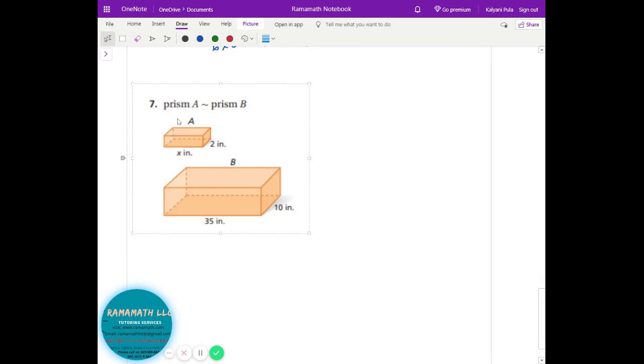And then this one, it's a prism. A prism we can call like a box. So you have this is x, this is 2, and this is 35, this is 10. So we need to find out how much the x value is. Okay. So the simple way, I mean, you can write it as a proportion: x over 35, which is the same as 2 over 10.